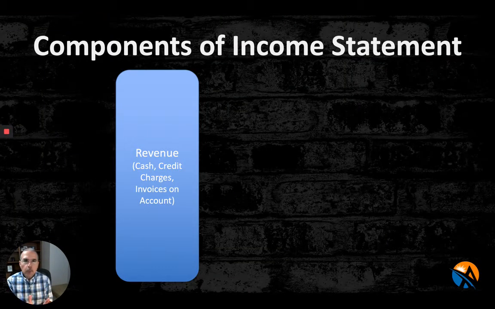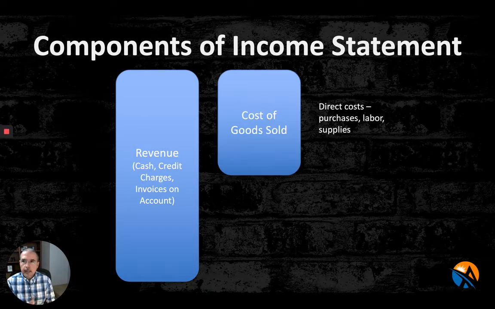So the components of the income statement, there are four main components of the income statement that we'll go through. The first one obviously is revenues, right? Revenues are going to be cash that you may collect on sales. It's credit charges that you may have with customers, and it also could be invoices that you invoice to your customers. The next component is going to be cost of goods sold.